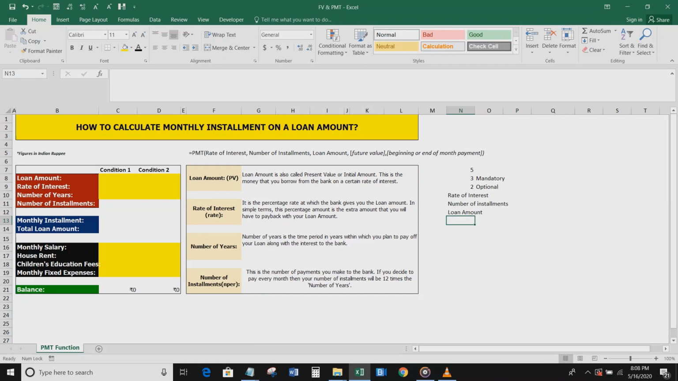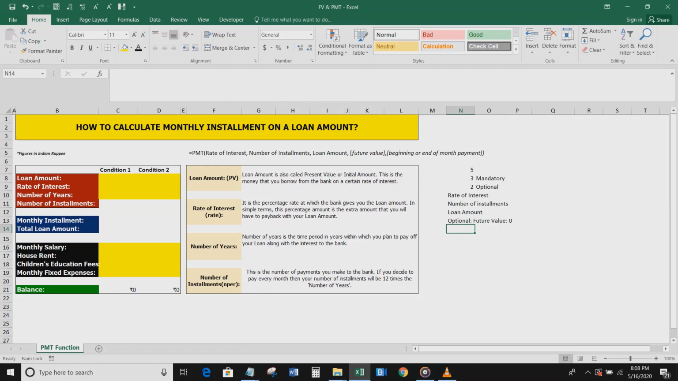The fourth argument is optional. It is basically a future value or a cash balance you want to attain after the last payment is made. If you omit this argument, it is assumed to be zero. That is, the future value of the standing loan is zero. The fifth argument is also optional. In this, we need to tell Excel when the installment is due. Is it in the beginning of the period or at the end of the period? For this video, we will keep the default values, that is at the end of the period.